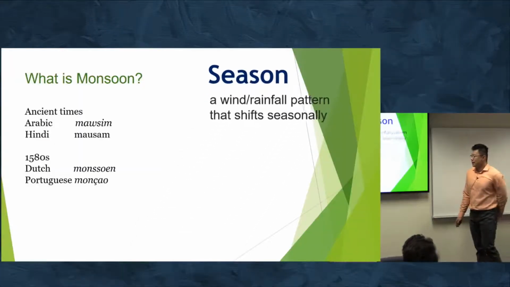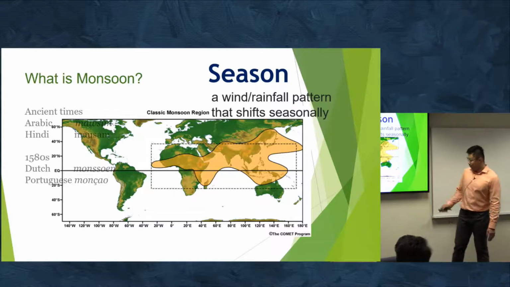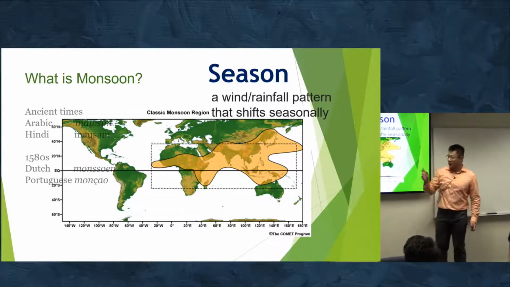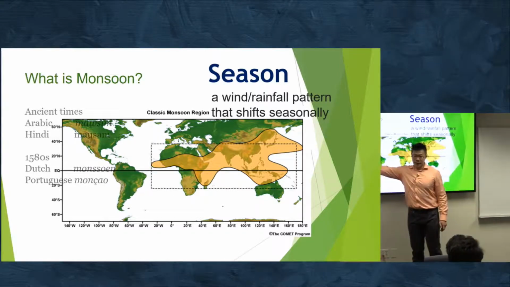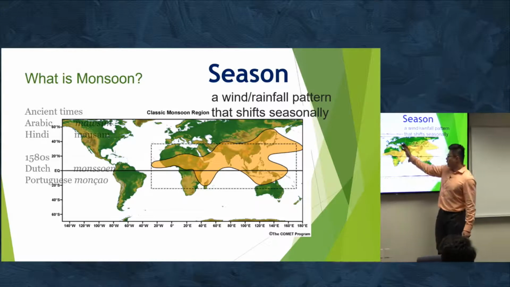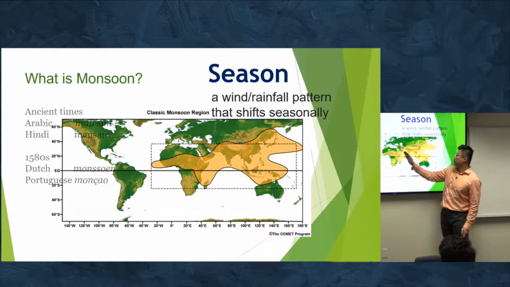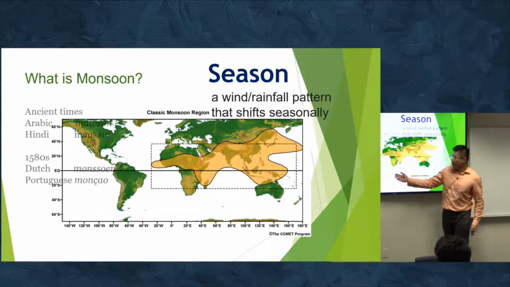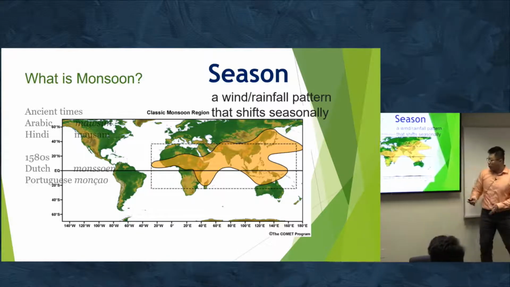Okay, I will show you here. This is the typical, classic monsoon region. You said part of Africa, but mostly Asia. So you're correct. And why the 1500s? Because in these years, European countries started to have a lot of business and trade in Southern Asia, India, and China. That's why European countries started to keep records of this word, monsoon.